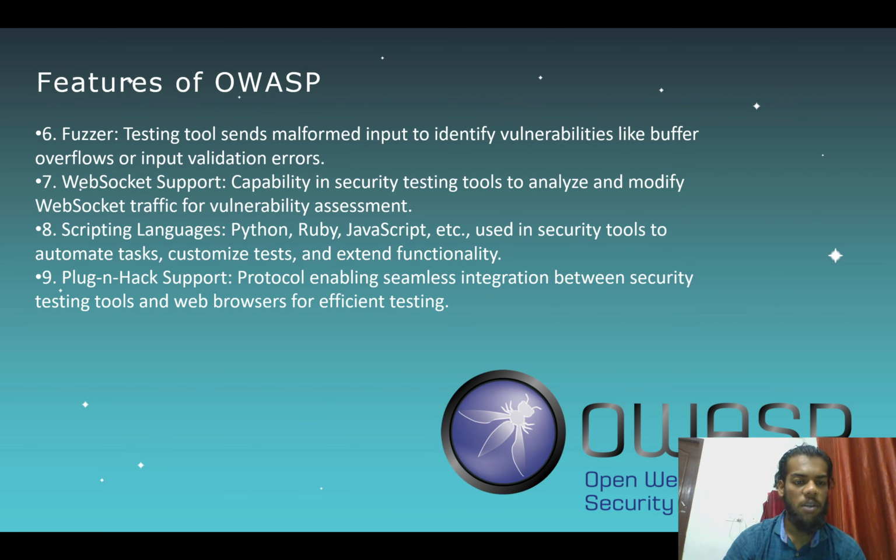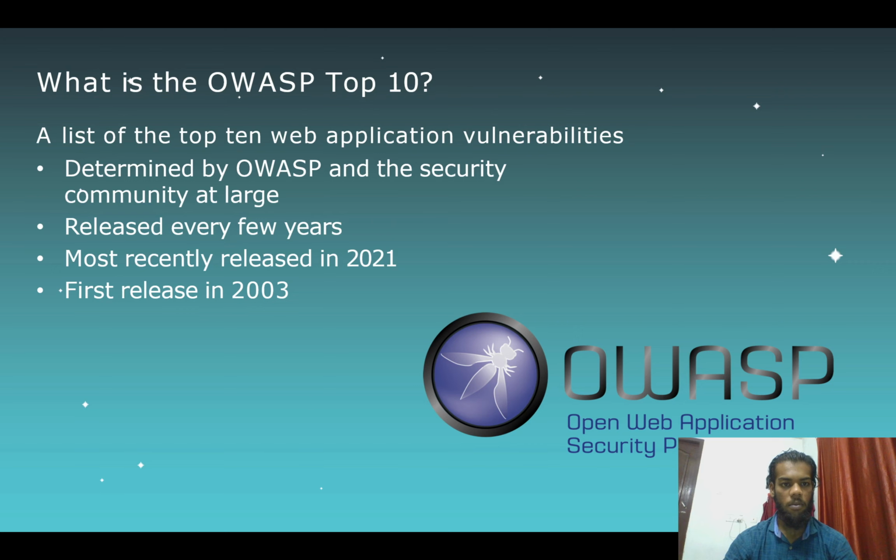The final feature of OWASP is plug-n-hack support. It is a protocol enabling seamless integration between security testing tools and web browsers for efficient testing. These are the nine features of OWASP. Next, we see what is the OWASP top 10.